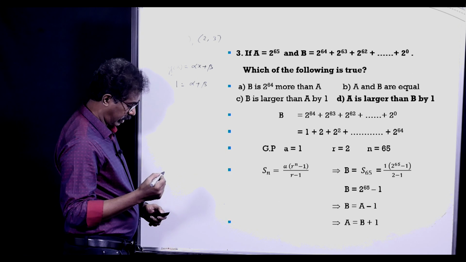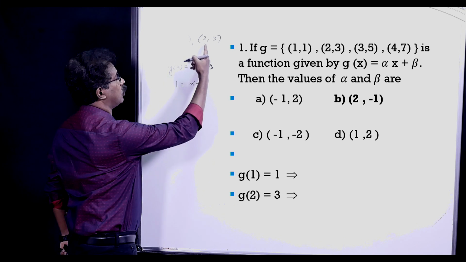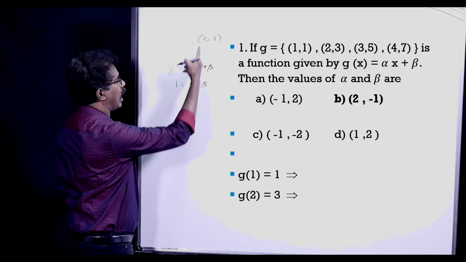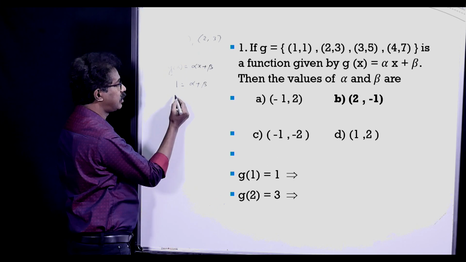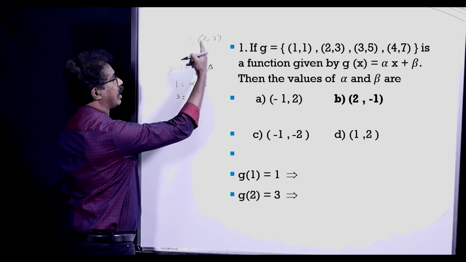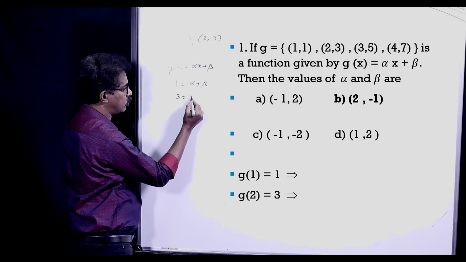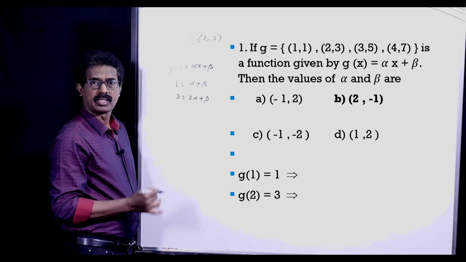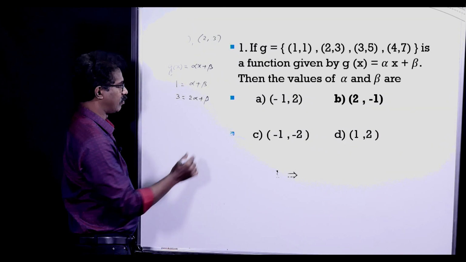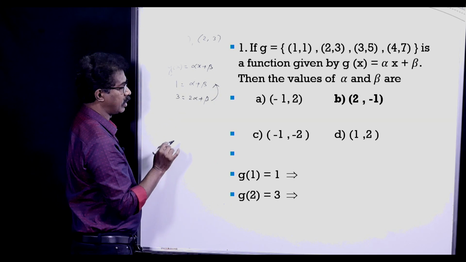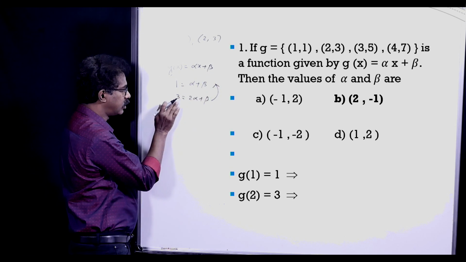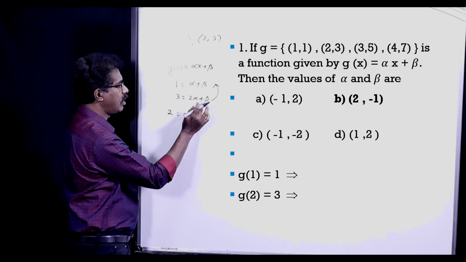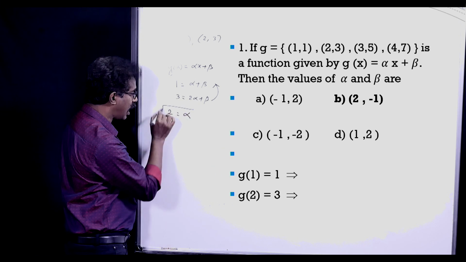Now you put the second value. What's the second value? (2, 3). For x you put 2 and the answer is 3. So 3 equals 2 into alpha, 2 alpha plus beta. Now to solve the two simultaneous equations, equation 2 minus equation 1 you can easily do. 3 minus 1, 2 is equal to 2 alpha minus alpha is 1 alpha. Beta minus beta cancels. So you are getting alpha value 2.